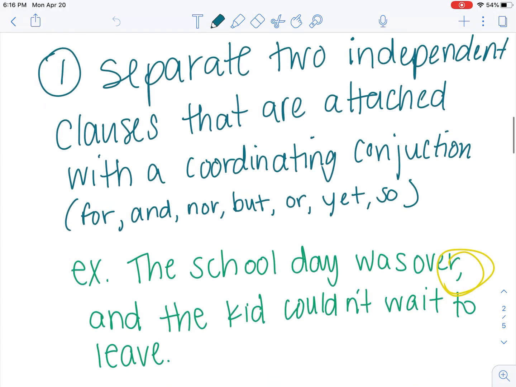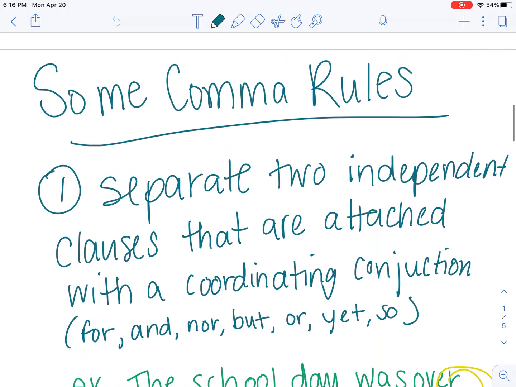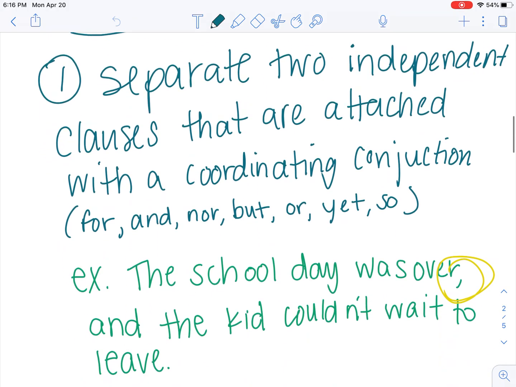All right, let's talk about a few of them. So the first one I want to talk about is that commas can be used to separate two independent clauses that are attached with a coordinating conjunction. I am guessing that most of you do not remember what an independent clause is or what a coordinating conjunction is. An independent clause is just a clause that can stand on its own. So it's like a simple sentence. So if you can take that part and just say it and it makes sense by itself, that's an independent clause. A coordinating conjunction is a word that connects two of those.